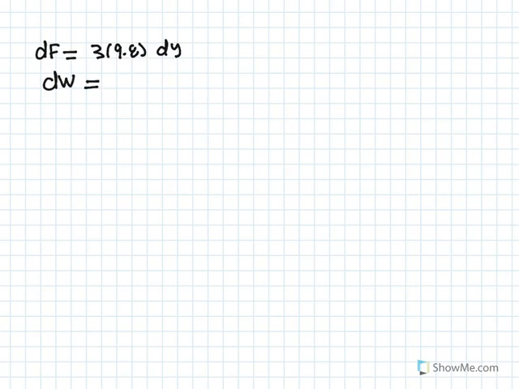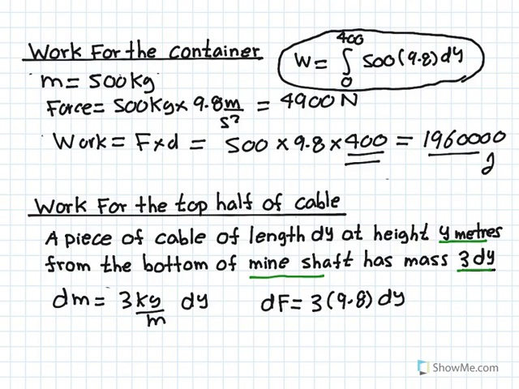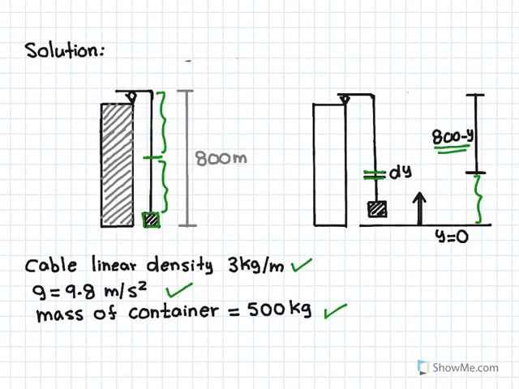dW is going to be (800 minus y) times dF. Why is it 800 minus y? Let's talk about that. If you look at a diagram, when this segment of rope is y units from the bottom, that segment has to be lifted 800 minus y units to reach the top, because the whole distance is 800 meters. So that's very important, this 800 minus y.